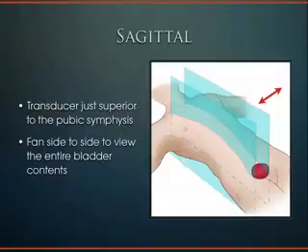Now, in the sagittal plane, you're going to have the indicator towards the patient's head, and you're going to have that probe just superior to the pubic symphysis. You're going to be fanning side to side looking through the bladder.